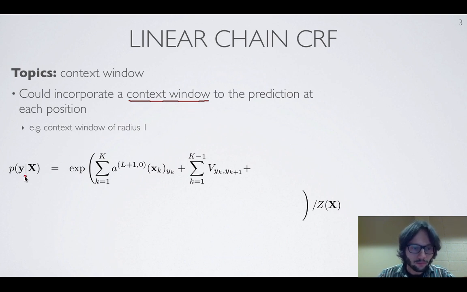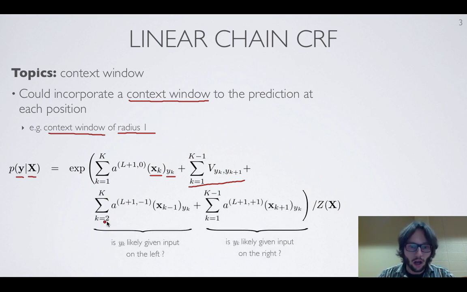So more specifically, currently in the linear chain CRF, we have that the P of y given x is the exponential of a set of terms that involve each label yk for different positions k, and that involve the current input at the same position xk, plus our pairwise term. Now, if we consider a simple example where we have a context window of radius 1, what this would mean is that we would also add two other sets of terms, a first set of terms which will essentially influence how the input on the left of a position k influences how likely we think yk is.